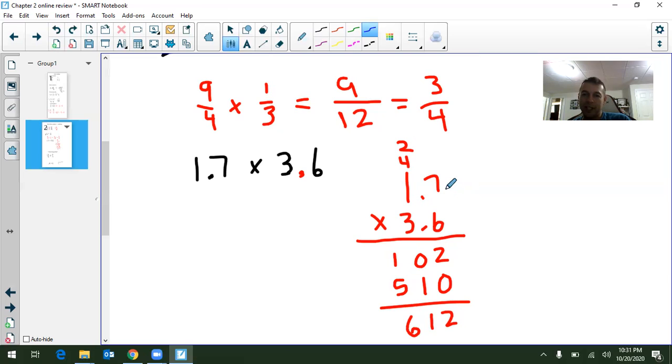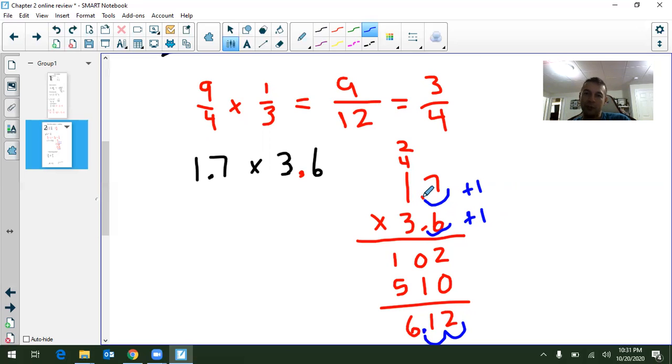So we can see that from here, to get to the edge, it's only one space. And from here to here, it's only one space. So if we added those together, 1 and 1, we are moving our decimal a total of 2 places over, 1 plus 1. So we're going to start here, and we're going 2 places over. So our answer is 6.12.